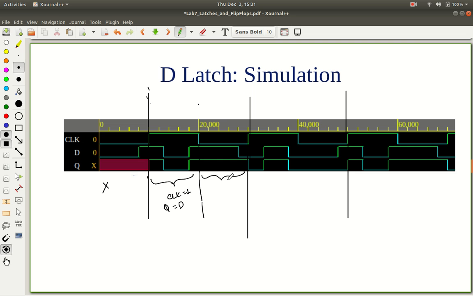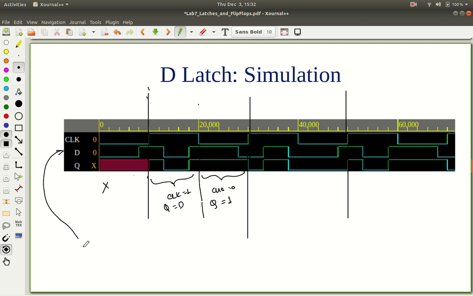Then for this duration, clock is equal to 0, so Q retains its old value, which was 1, and so on. So this simulation result is as expected. You might notice that D here is not exactly like a square wave, it is some irregular sort of waveform, and we need to try out all possible combinations to actually test this circuit.